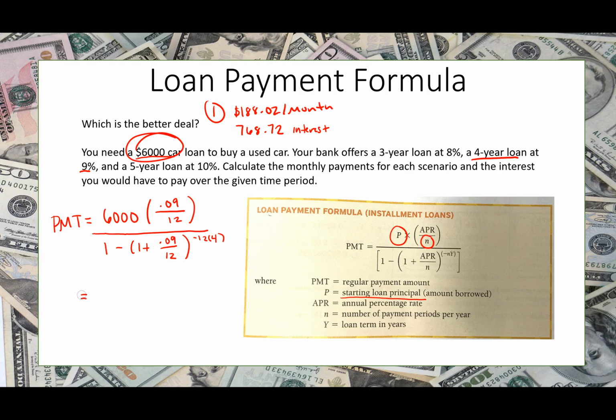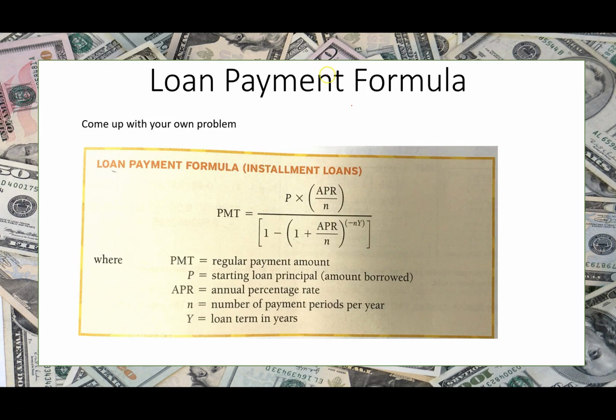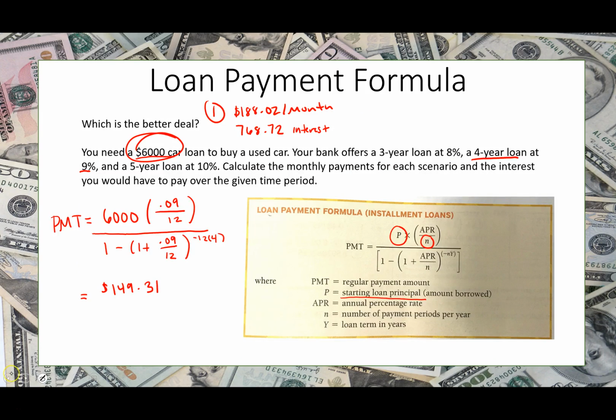I think that that is the hardest part of these problems. All right, here I got $149.31. So you can see when you take a little bit longer to pay something back, you're spreading it out over a longer period, so you're going to pay less per month, which makes sense. You're just going to be paying more in terms of how much longer you're paying for.